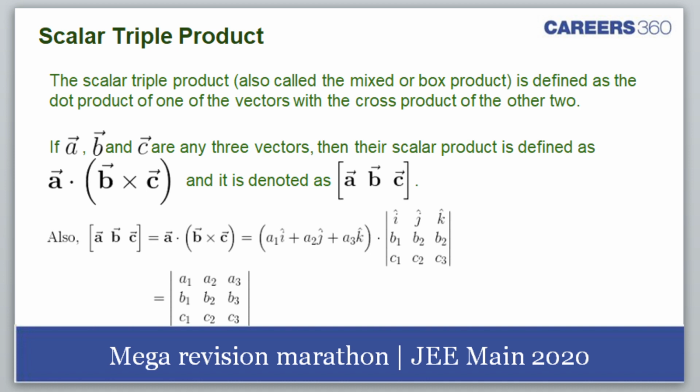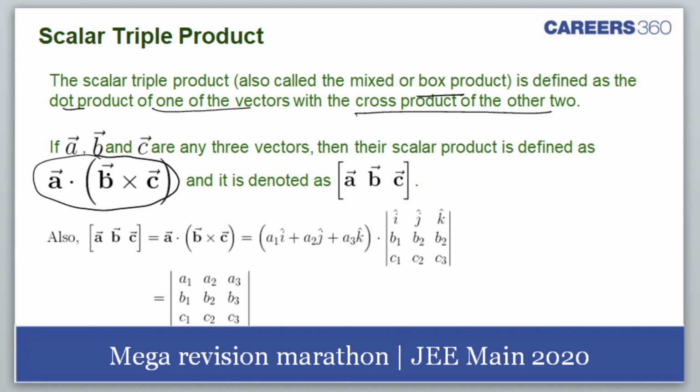Now we come to the scalar triple product. This is the penultimate topic. The scalar triple product is also called a box product. The box product is defined as the dot product of one of the vectors with the cross product of the other two vectors. This is how we represent A dot B cross C.